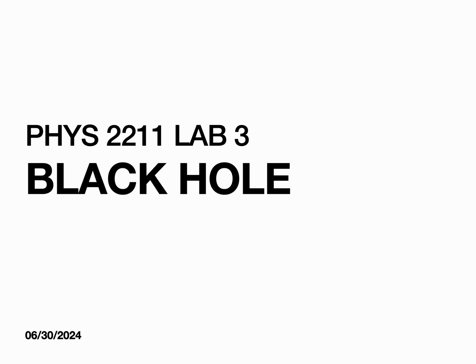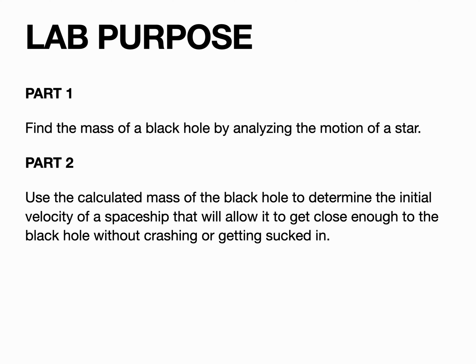This is my lab 3 on the black hole. The purpose of this lab has two parts. The purpose of part 1 is to find the mass of a black hole by analyzing the motion of a star. The purpose of part 2 is to use the calculated mass of the black hole to determine the initial velocity of a spaceship that will allow it to get close enough to the black hole without crashing or getting sucked in.